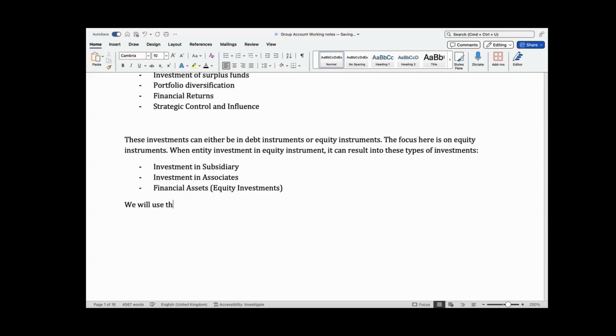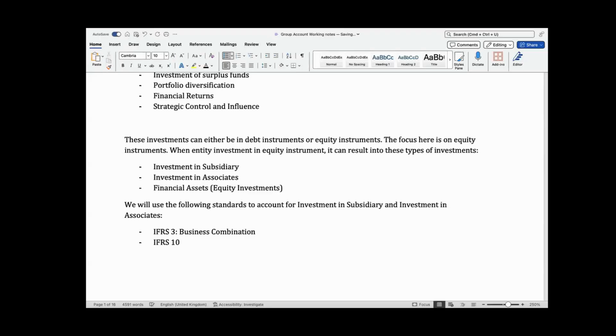We will use the following standards to account for investment in subsidiary and investment in associates. Number one, we're going to look at some sections of IFRS 3 on business combination. We're also going to look at IFRS 10. I'll be extracting some sections from there on consolidated financial statements. We're also going to look at IAS 27 on separate financial statements.